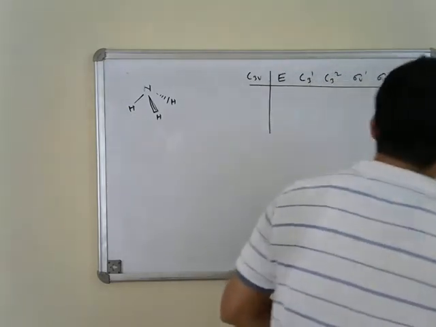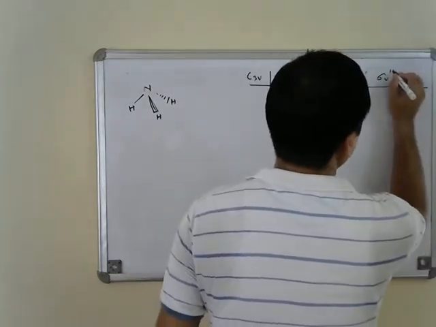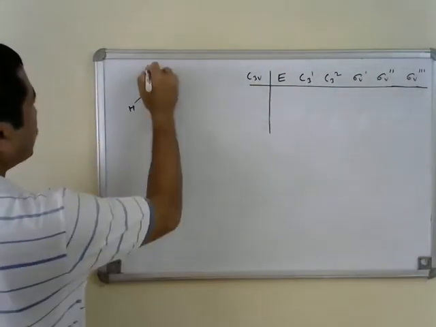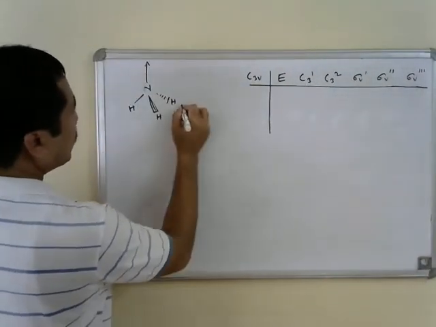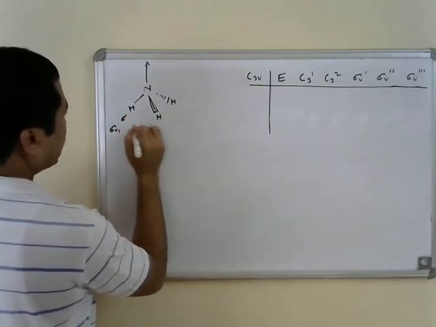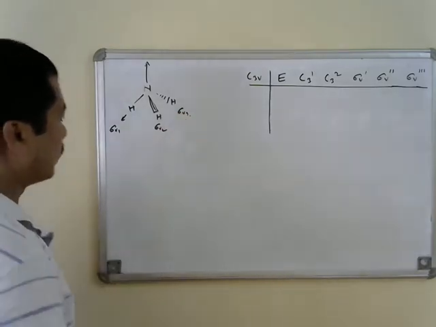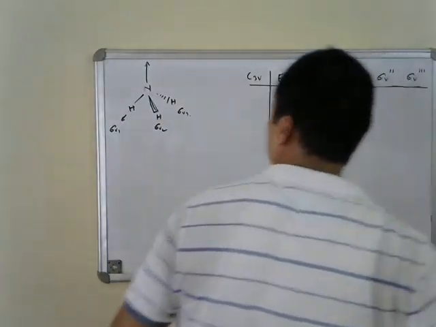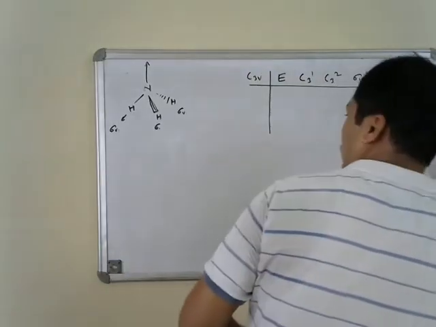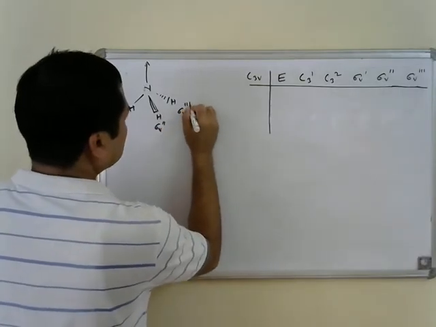Let's not call them 1, 2, 3. Let's call them sigma v dash, sigma v double dash, sigma v triple dash. And the C3 axis is in this direction, while let's call these sigma v dash, double dash, and triple dash here.